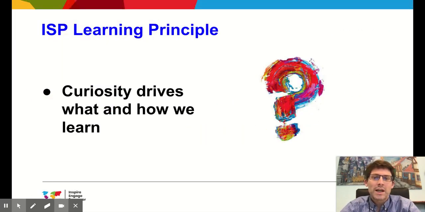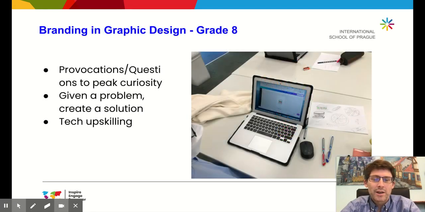This ties into one of our key learning principles at ISP about curiosity driving what and how we learn. We know if we're able to create these types of environments, kids are going to be much more engaged and inspired in their learning. So here are a few examples from my walk today to give you better insight into the classroom.